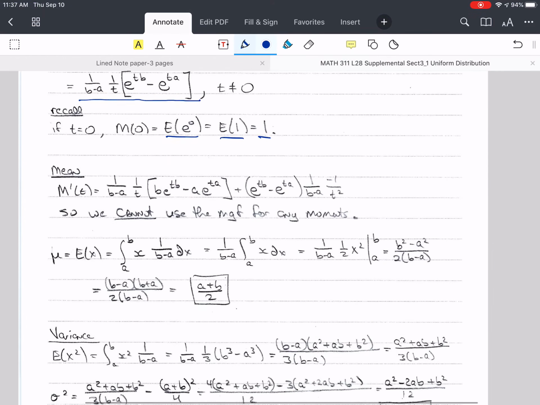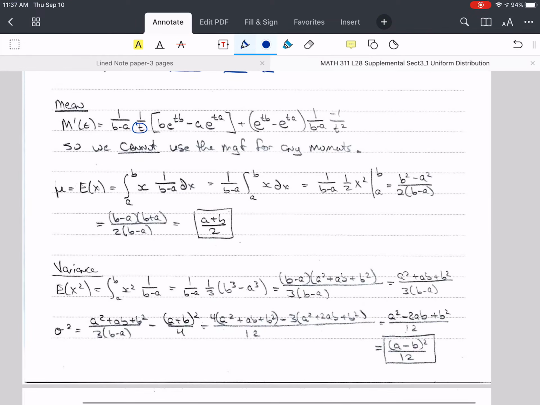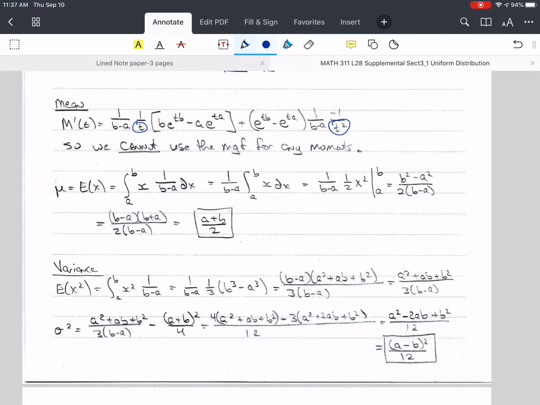But when we take the derivative of this MGF, we end up with t in the denominator and t squared in the denominator, so we really can't evaluate this derivative at t equals 0. So this does not exist. So we can't use the moment generating function to find our moments. So we're going to have to do this using the definition of expectation. So mu is E of X, and that is the integral of x f of x dx.